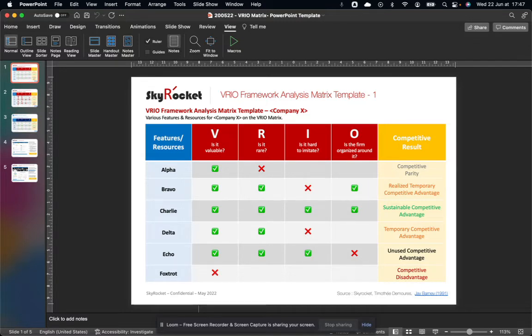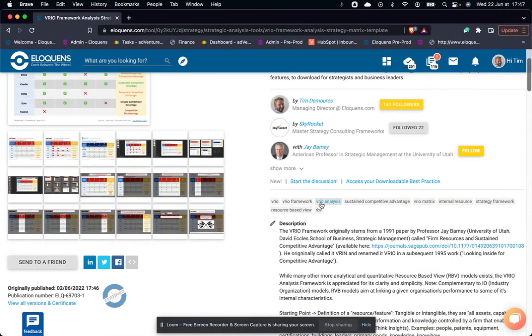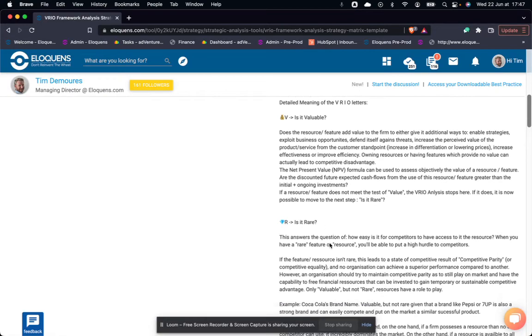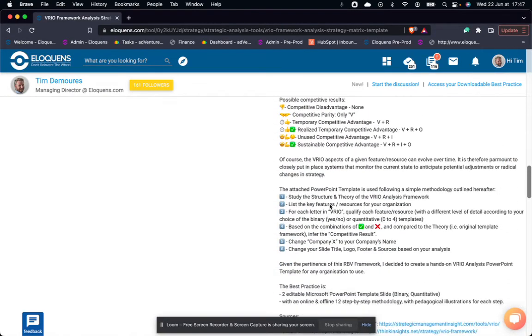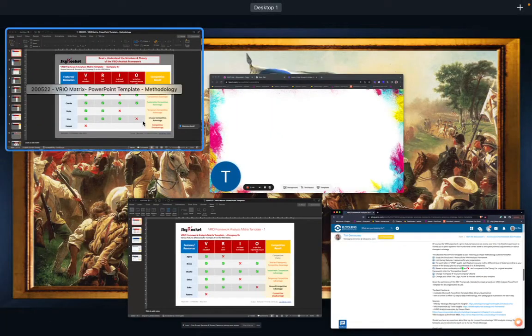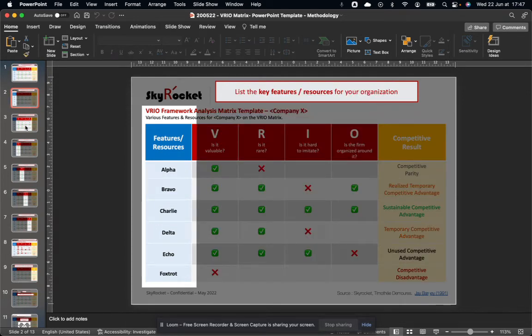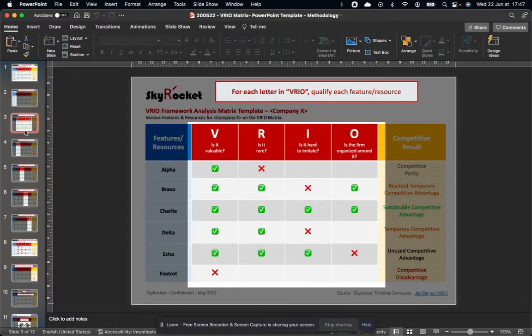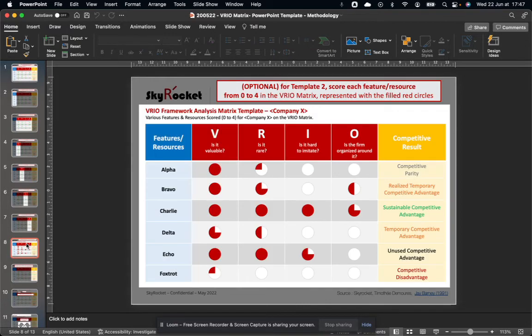So in the page that I have on Eloquence, which you can see on my screen just now, I have detailed each of the four letters, so you can kind of have a look at what it means. My advice is to use the methodology that I have built here to go through it. So you'll see it's a very simple process. Define your resources. For each letter, qualify each feature resource. There you are, one by one.